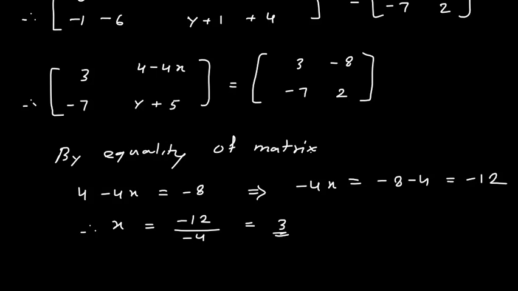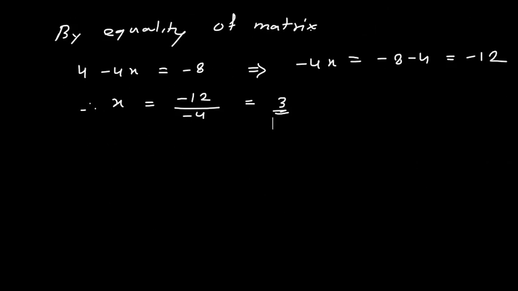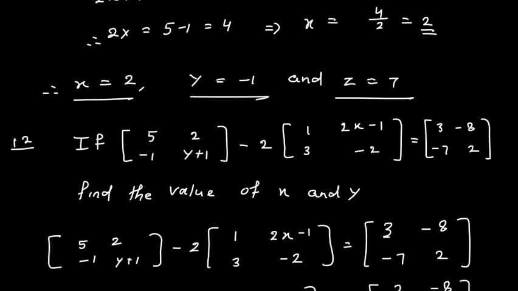Second, y plus 5 is equal to 2. From here we get y equal to 2 minus 5, and 2 minus 5 is minus 3. So x is plus 3 and y is minus 3. Okay, simple, we got the answer.